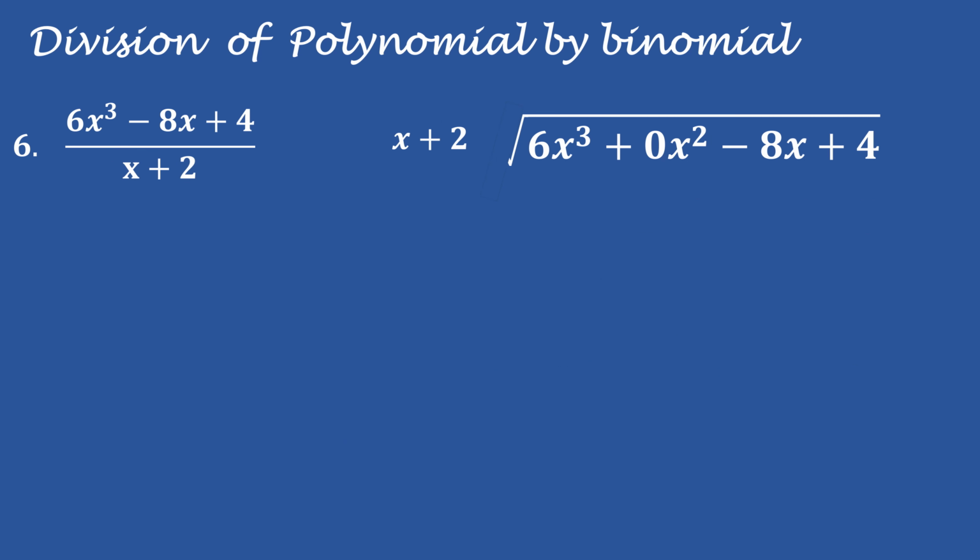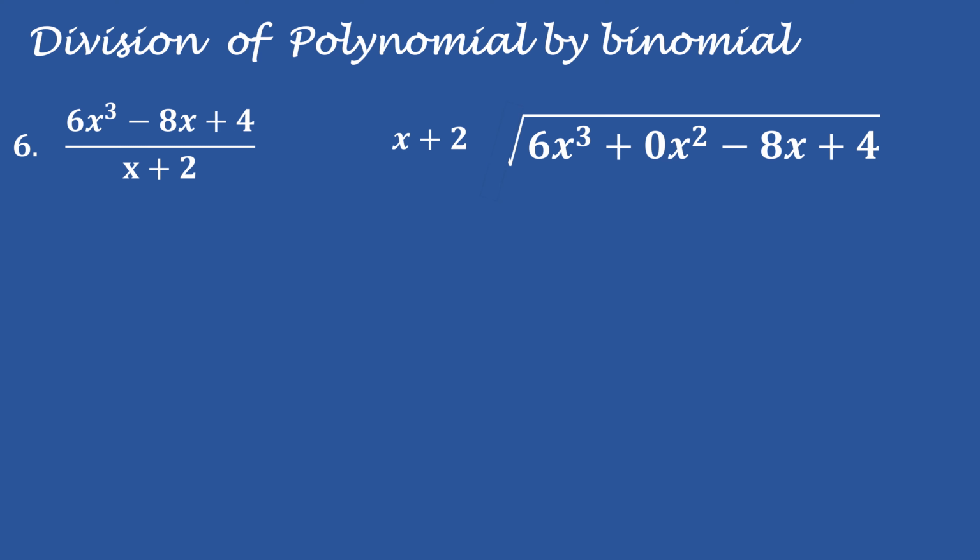Okay, so let us have example number 6. Again, we are going to divide a polynomial by a binomial. Again, our divisor is still a binomial. But as I have said, what we are going to do first is check if our numerator or our dividend is already written in descending order. Descending order in the sense that the exponents of the variables are written from highest to lowest. Okay, so 6x cubed minus 8x plus 4.